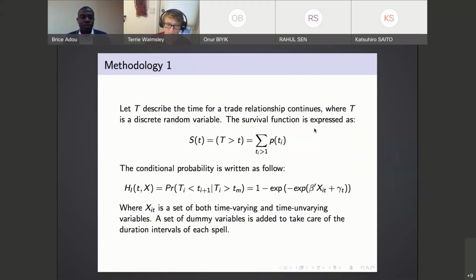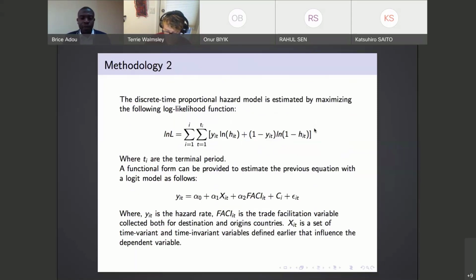We also define the conditional probability as in equation 2 that links directly the hazard rate to all the covariates, both time-varying and time-invariant covariates. We also add some set of dummy variables as is done in the literature. So we will focus on equation 4. Here we have the hazard rate linked to the trade facilitation variables, and we also add other variables.